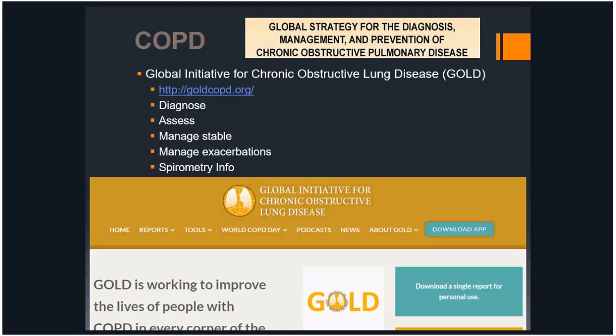Again, when looking at any condition, you always want to refer to the evidence-based guidelines that will drive your care decisions. For COPD, that is the Global Initiative for COPD, or GOLD guidelines. You will see the link to the website here, and the reference materials from GOLD are posted in course resources.